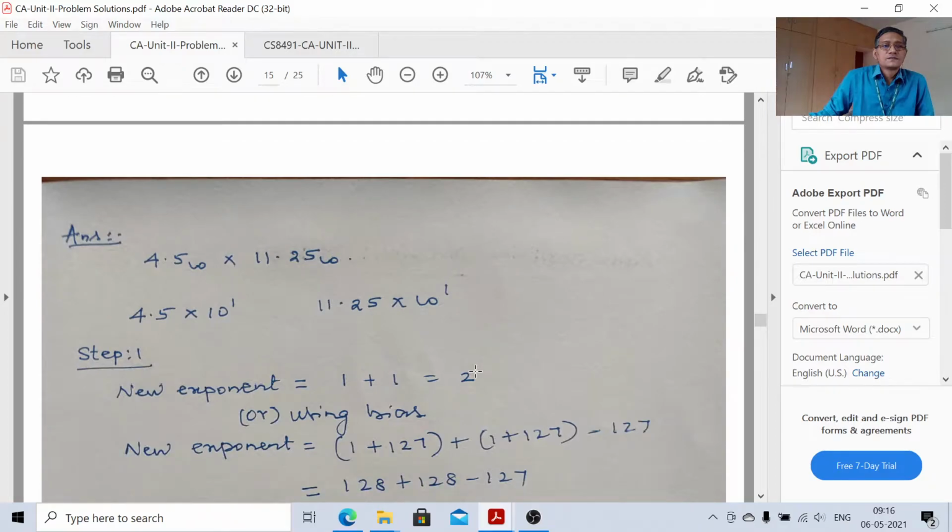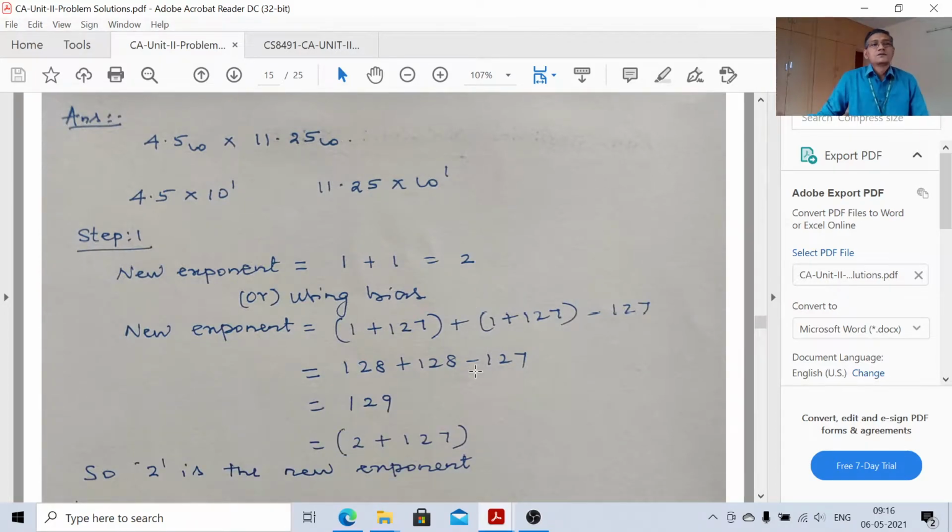So the first step in floating point multiplication is we need to represent the given two floating point numbers in the scientific notation. So when you represent the given numbers in scientific notation, what does it become? 4.5 into 10 to the power 1 and 11.25 into 10 to the power 1, right?